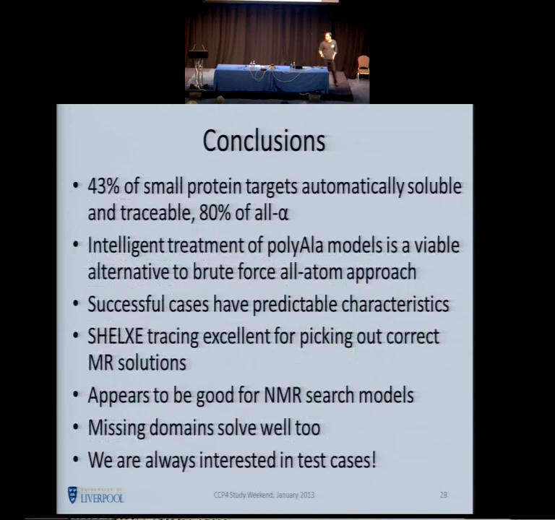Just to conclude, so on that small protein set, we get 40-odd% success, doing particularly well with all alpha models. And so I think we can fairly conclude that an intelligent treatment by clustering and truncation of those cheaply obtained polyalanine models is a viable alternative to the highly CPU-intensive all-atom approach. You can predict to some extent whether your case is likely to work with AMPLE based on its size and based on its predicted secondary structure.